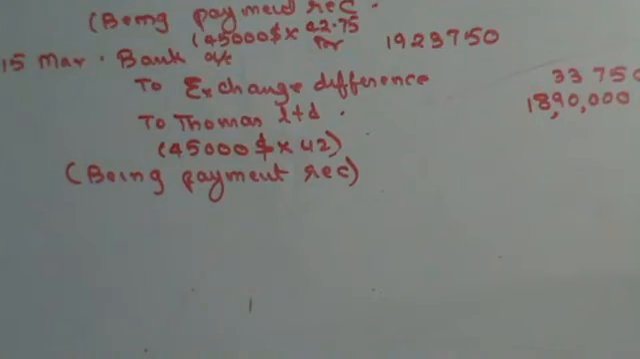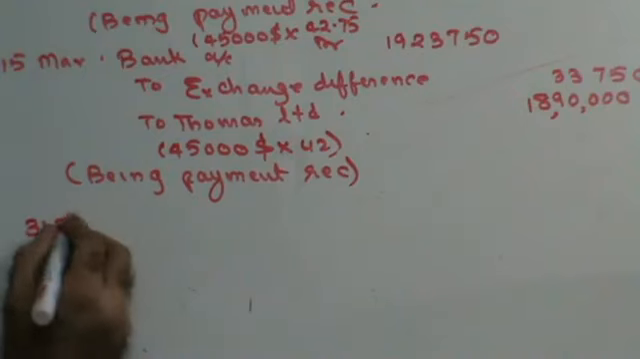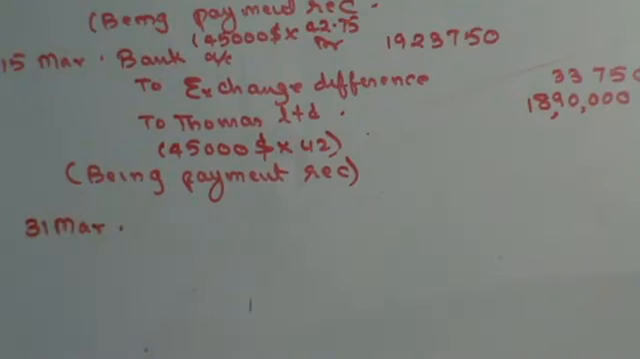Now on 31st March, the accounts that are still due, the payments that you have not received, one is from Robert and one is from Pasco. So you will have to do the rate change entry for that. So 31st March, let's do the rate change entry.